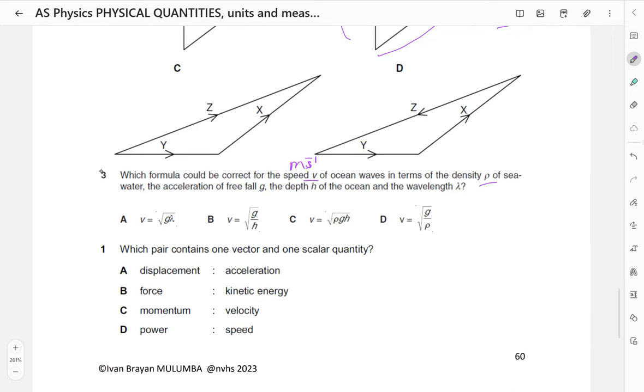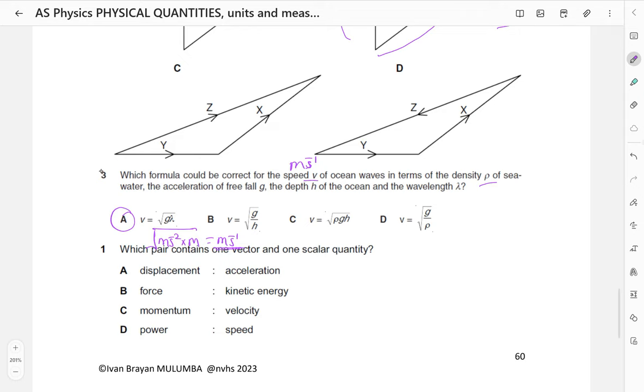Let's begin with the first one. The units are going to be the square root of G, which is in meters per second squared, that is acceleration, times wavelength, which is in meters. So meters squared per second squared. When you find the square root, you remain with meters per second, which is the unit of speed. So this is going to be correct. We can check the rest.